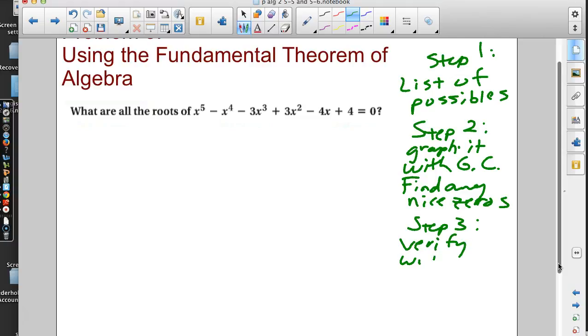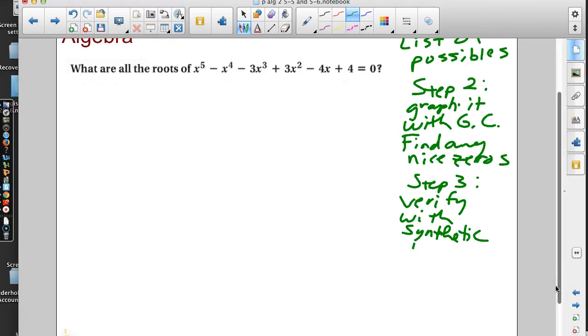Verify with synthetic. Our math magic. That your remainder is 0. Because you could have punched it in wrong. You punched stuff in wrong. It happens. Now, sometimes we'll see them all. We'll be able to work this synthetically all the way down and find every last 0 that there is.